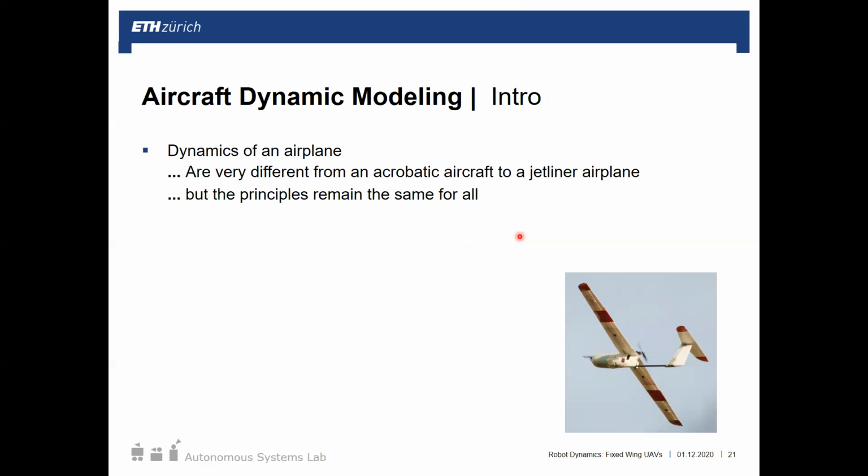As we mentioned in the last video segments, there's tons of different designs of fixed wing aircraft, and every one of them has a bit of a different dynamic. So an aerobatic plane will be fast and highly maneuverable, where a jetliner is going to be quite slow and stable. But the principles for modeling will be the same. Every plane is going to have some kind of wings and stabilizers. Control surfaces will be utilized for generating moments.